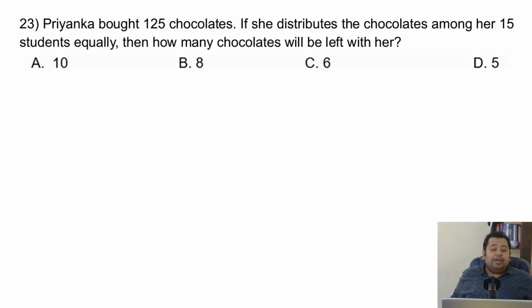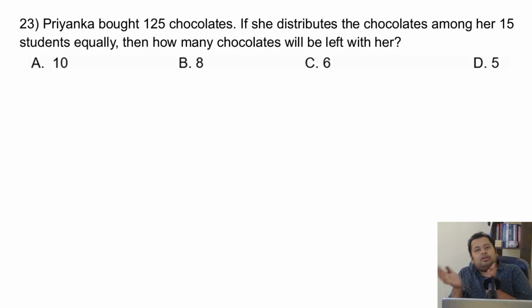Let's now go to question number 23. Priyanka bought 125 chocolates, right? I'm sure your parents don't give you 125 chocolates. If she distributes the chocolates among her 15 students equally, okay, so she has 15 students, then how many chocolates will be left with her? So Priyanka has 125 chocolates. If she distributes the chocolates among 15 students equally, I'm sure you would have learned division by now. Then how many chocolates will be left with her?